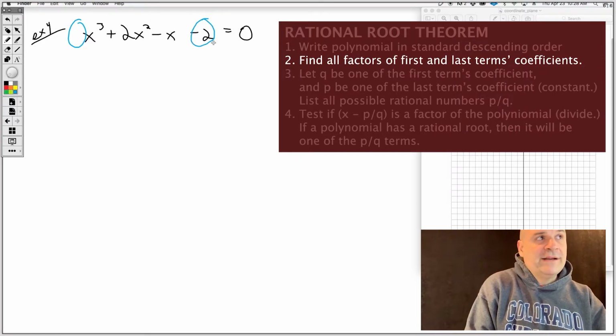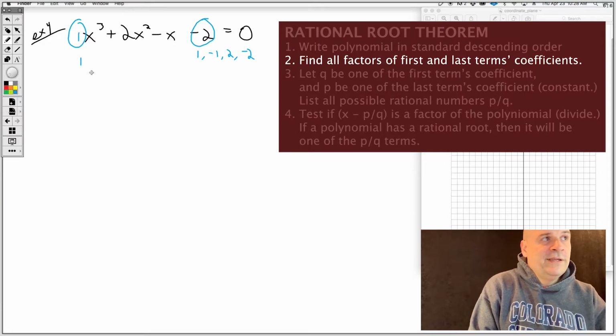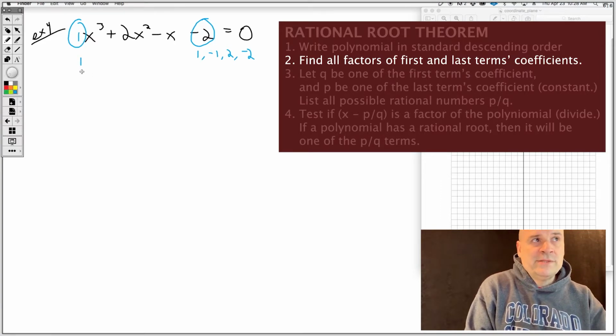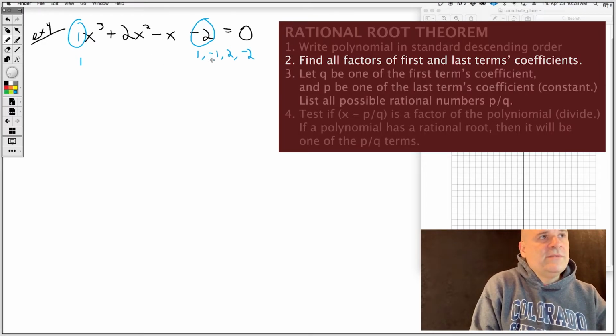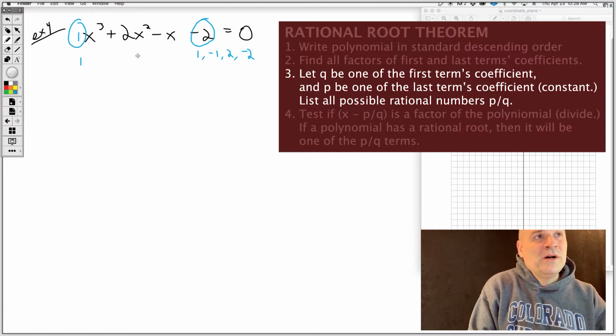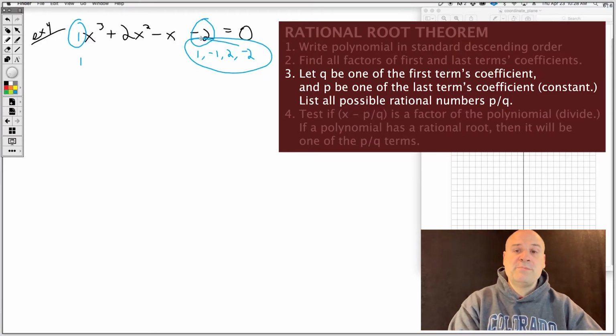Well, all the factors of this one are just 1, -1, 2, -2. All the factors of 1 are just 1. And you could say -1 because -1 times itself, whatever. But then we're going to build fractions with all of this over that. So basically it's 1 over 1, -1 over 1, 2 over 1, and -2 over 1. So these are our possible roots. This is not necessarily our roots, but these are our possible roots.